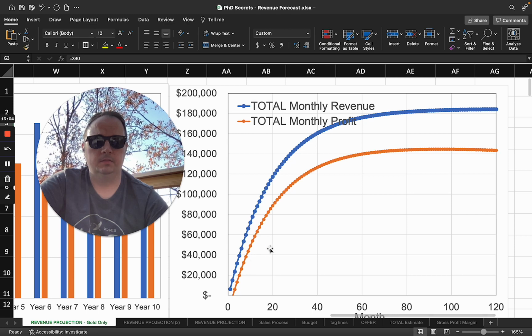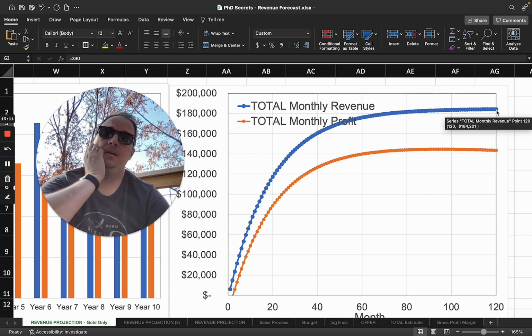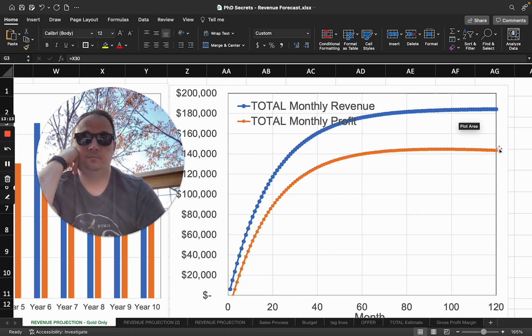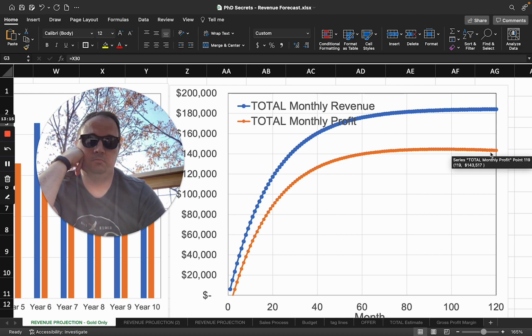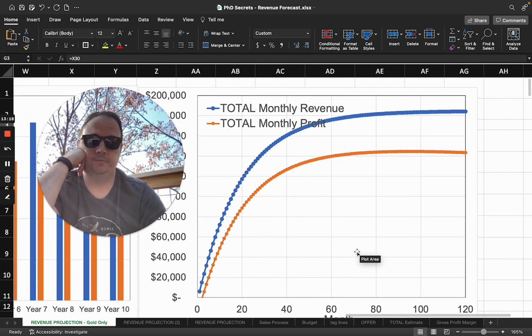This is a month by month basis, monthly revenue, almost 180K a month in revenue, 140K per month in profit. I mean, it's pretty sweet.